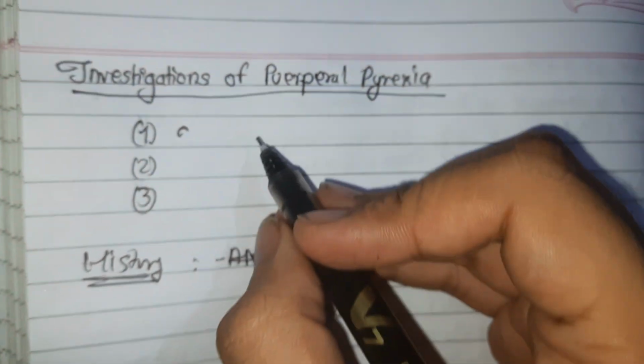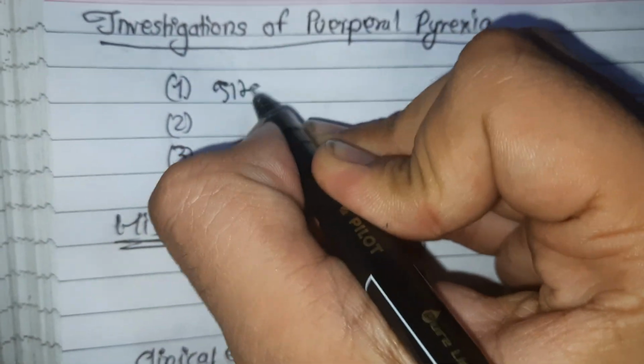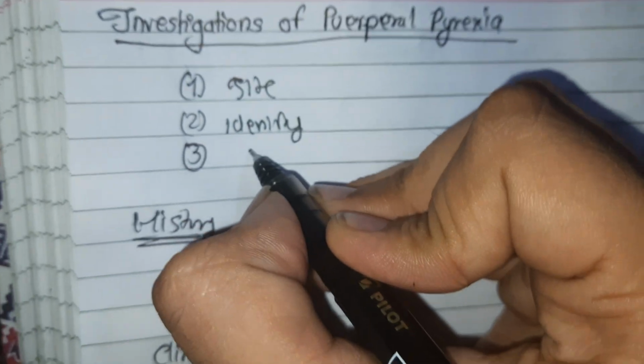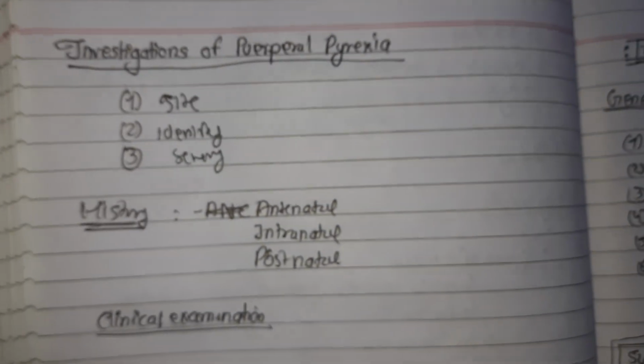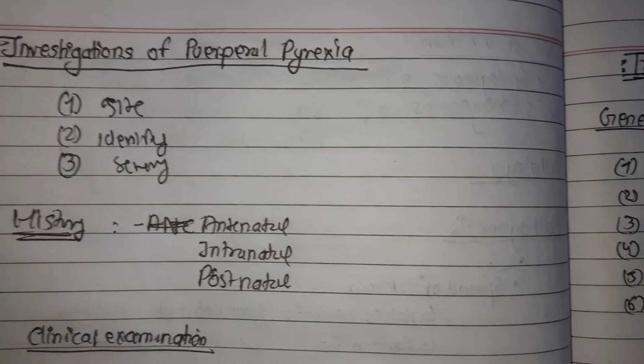The underlying principles of investigation are to locate the site of infection, to identify the organism, and to assess the severity of the disease. And these are the principles for the investigation. First of all, the case of puerperal pyrexia is considered to be genital sepsis unless it is proven otherwise, as we have already said.